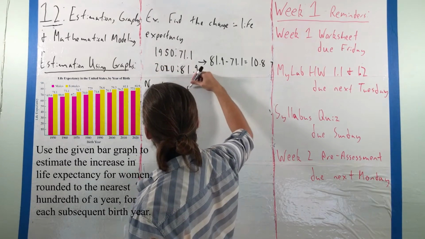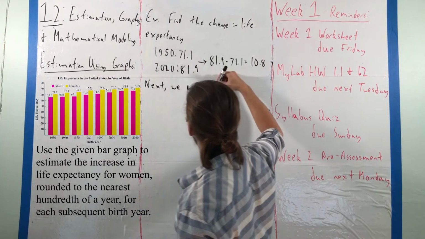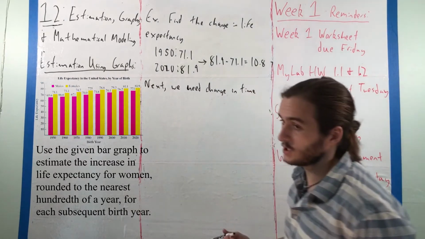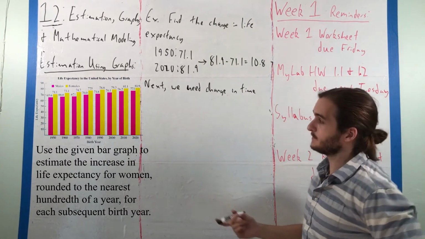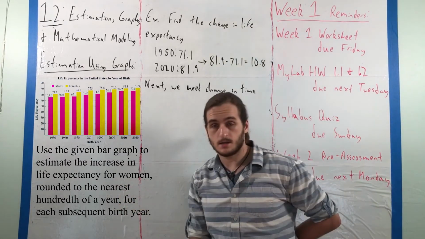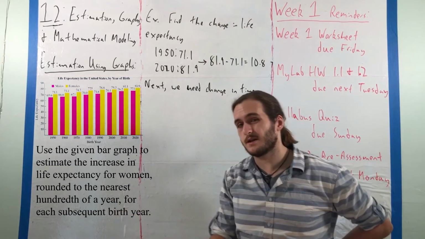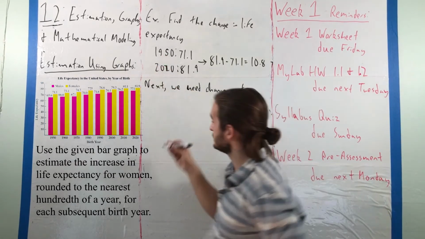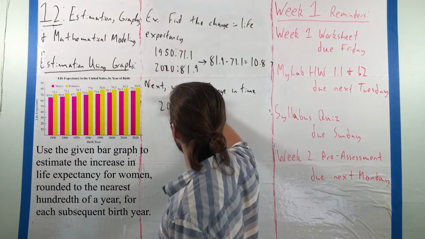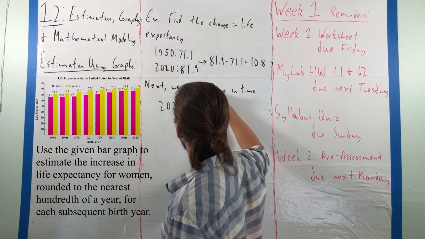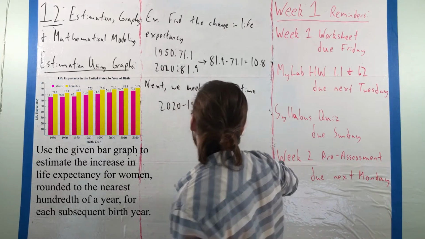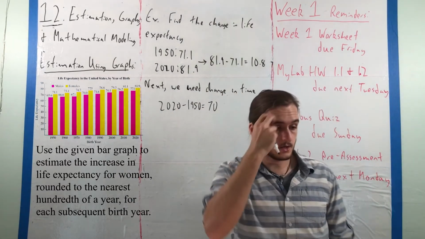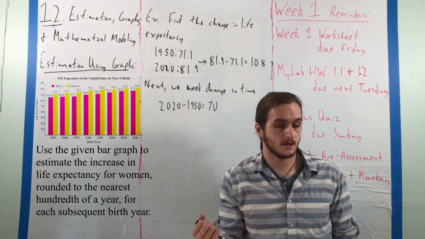Next, we need the change in time. So to get the change in time, we're going to look at what happens in that graph. We're going to look at the difference in the horizontal axis, because here the horizontal axis tells us about time, where we're going from 1950 to 2020 for a change in time. Is 70 years specifically.